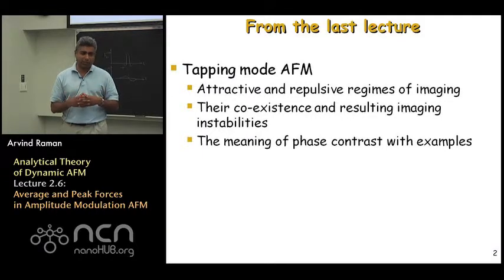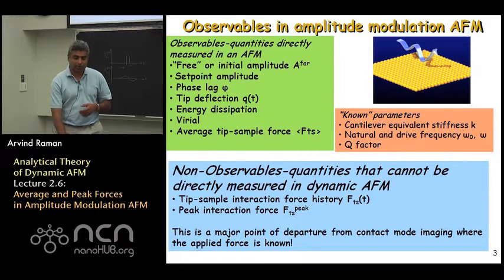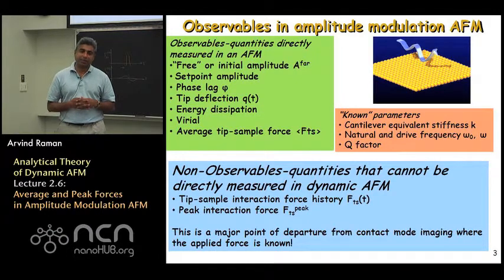But in most situations, when we're doing phase contrast, we tend to operate the microscope in the repulsive regime. And even in the repulsive regime, one really needs to understand or have an idea of what is the main source of dissipation in the sample in order to really understand what one is getting. What we're going to talk about today are two additional important quantities that the analytical theory of AFM is able to give us some insight into.